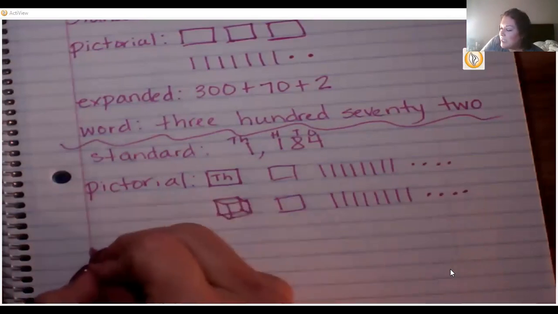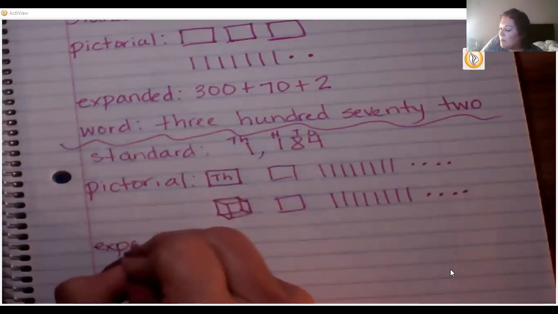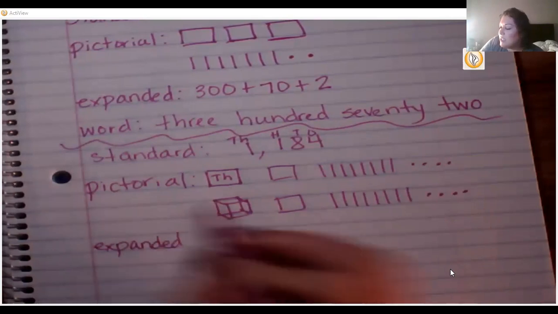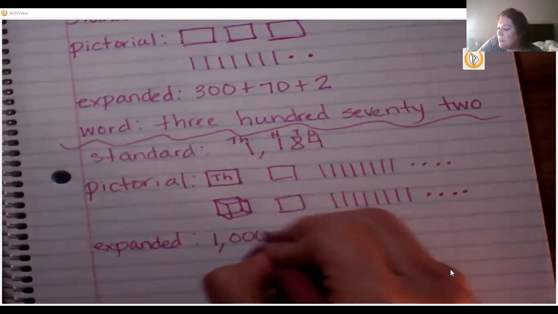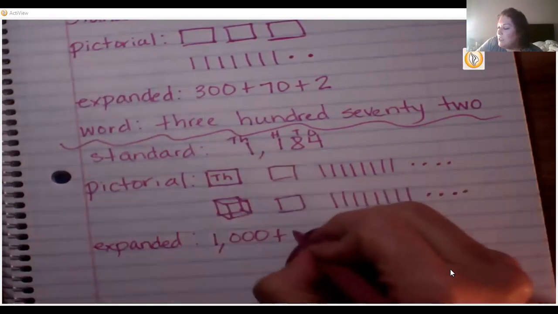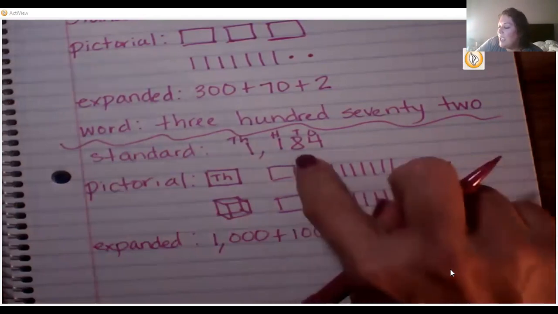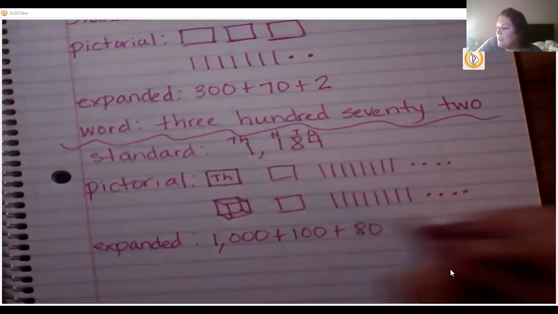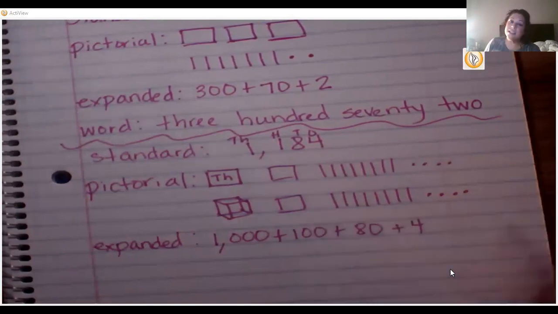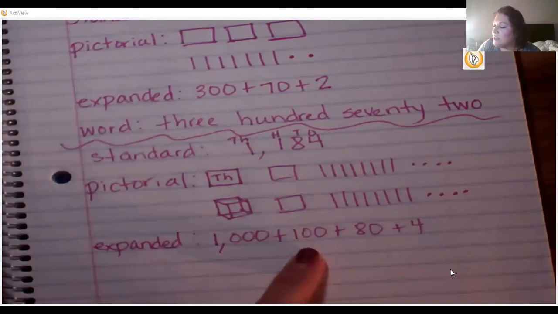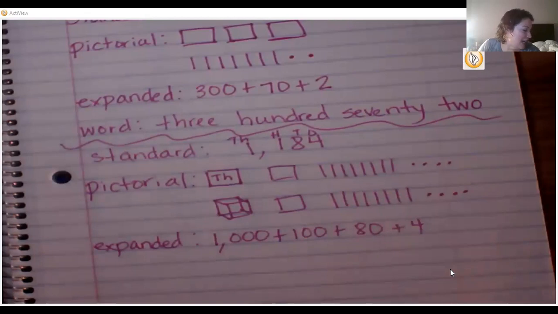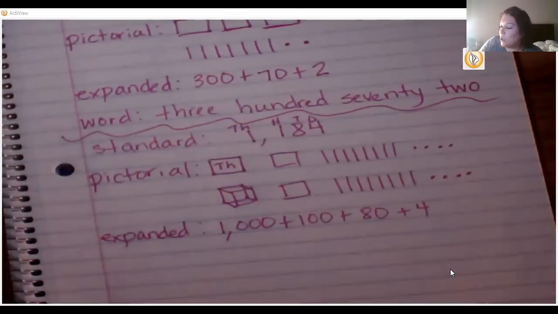Up next is expanded form. We're going to look at expanded form. I can see that we have 1,000, 100, 80, and 4. And this is another great way to help you write expanded. Look at your picture. It shows you exactly what to write down. 1,000, 184. Okay. And then last, but of course not least, we're going to have our word form.